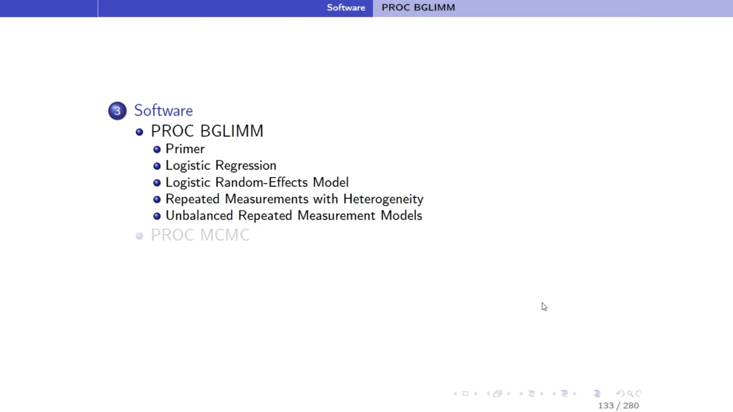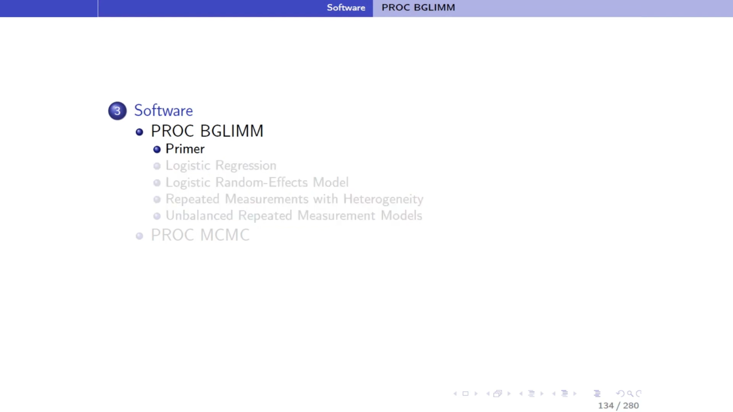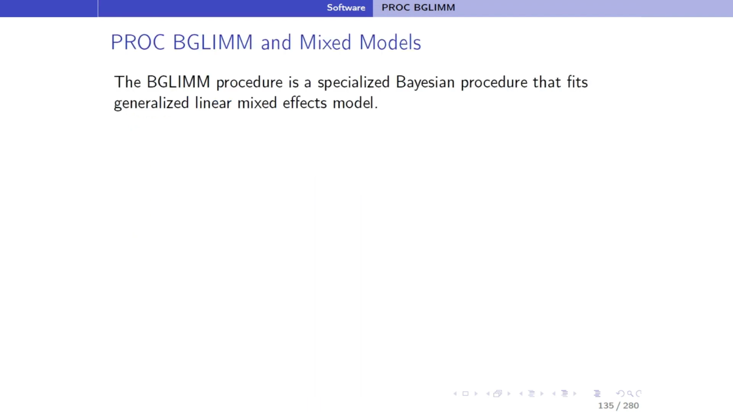Okay, PROC BGLIMM. We start with an overview of the procedure. You can think of PROC BGLIMM as a Bayesian cousin to the MIXED and GLIMMIX procedures that specialize in generalized linear and generalized linear mixed effects models. But it just does Bayesian things for it.